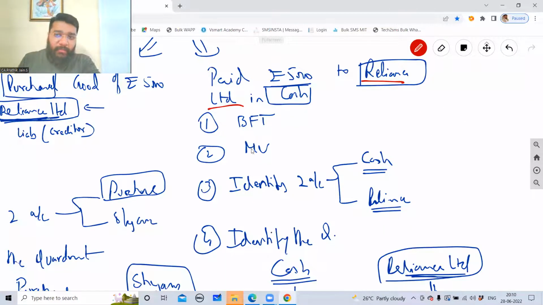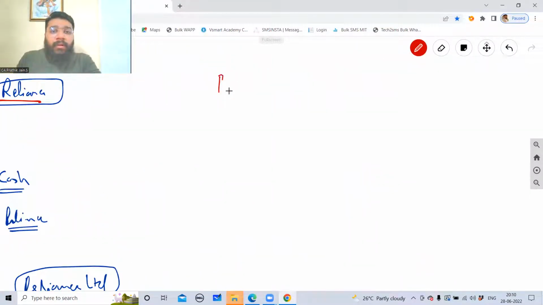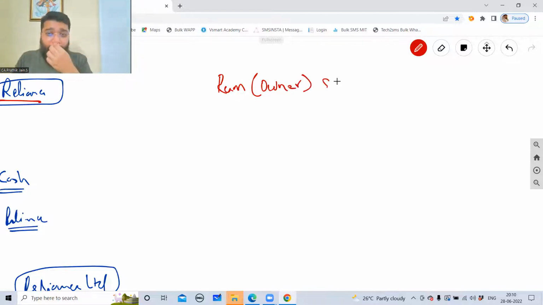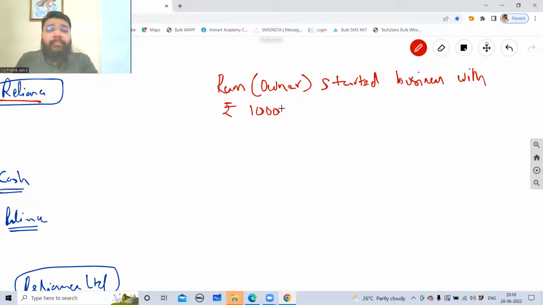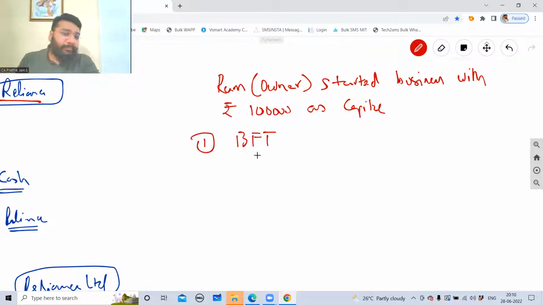Now let me give one more example. Ram is the business owner. Ram has started the business with rupees 1 lakh as capital. So guys, first of all, is this a business financial transaction? Because Ram is starting the business, it has to be a business financial transaction, and this involves money's worth, monetary value. So it is a business financial transaction.